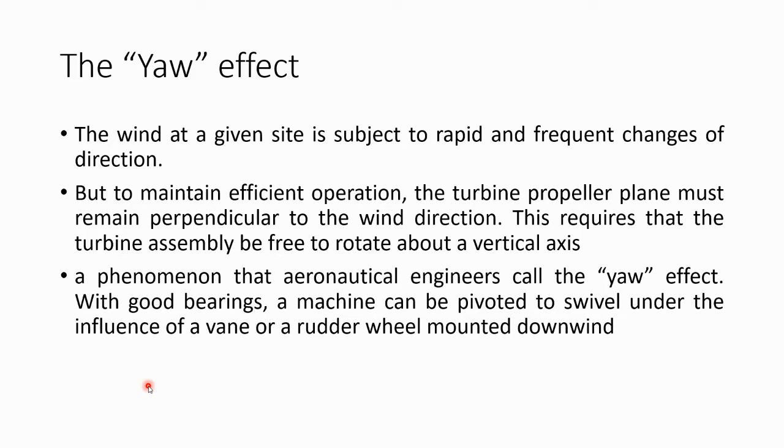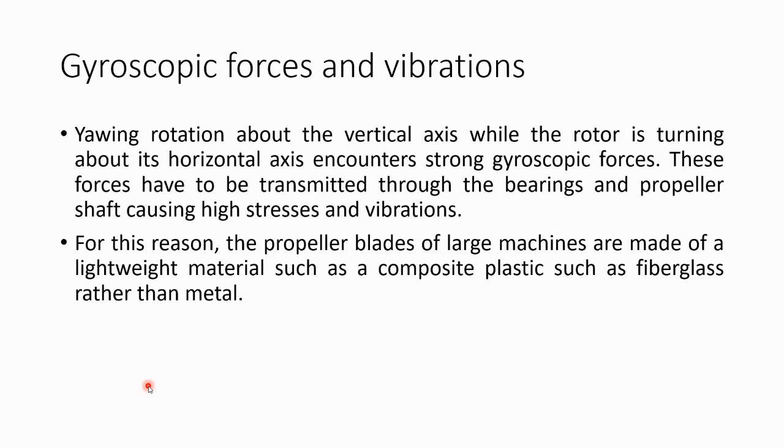And the vibration will reduce the rotational efficiency of the wind turbine and therefore reduce the extractable power that is connected to the grid. So yawing rotation about the vertical axis while the rotor is turning about its horizontal axis encounters strong gyroscopic forces. These forces have to be transmitted through the bearings and propeller shaft, causing high stresses and vibration. So for this reason, the propeller blades of large machines are made of a lightweight material such as a composite plastic, such as fiberglass, rather than metal.